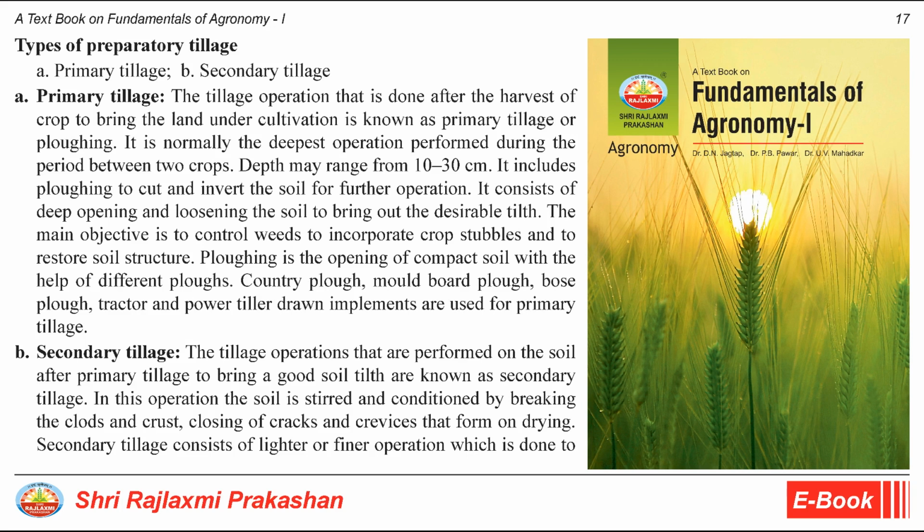Type A. Primary tillage. The tillage operation that is done after the harvest of a crop to bring the land under cultivation is known as primary tillage or ploughing. It is normally the deepest operation performed during the period between two crops. Depth may range from 10 to 30 centimeters. It includes ploughing to cut and invert the soil for further operation. It consists of deep opening and loosening the soil to bring out the desirable tilth. The main objective is to control weeds, to incorporate crop stubbles and to restore soil structure.